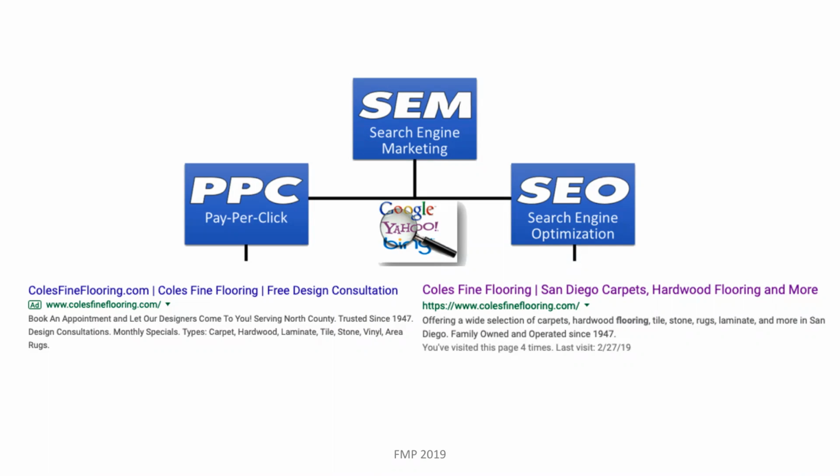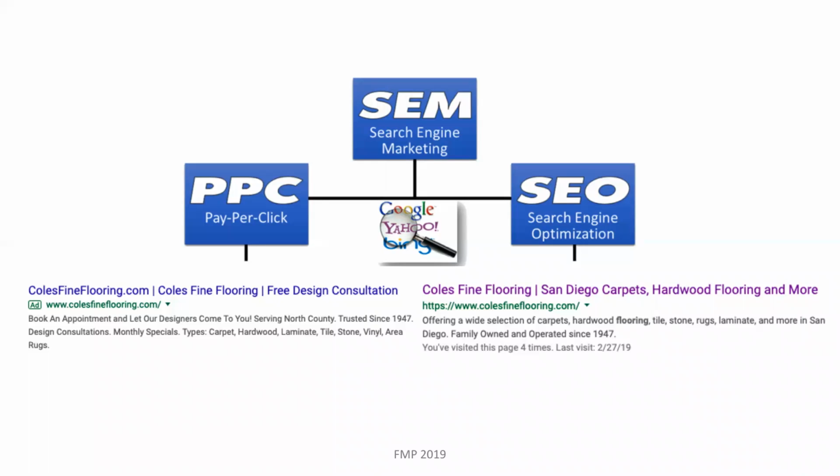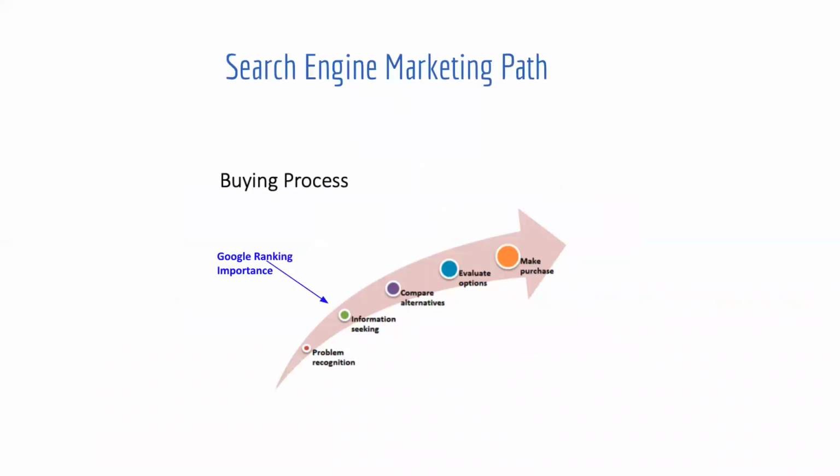So that's what pay-per-click really is. So it's important to understand the difference between these two. But I want to make the point that search engine marketing includes pay-per-click and search engine optimization. Why is search engine marketing so important? And we're going to shorten that up to SEM. Why is that so important?